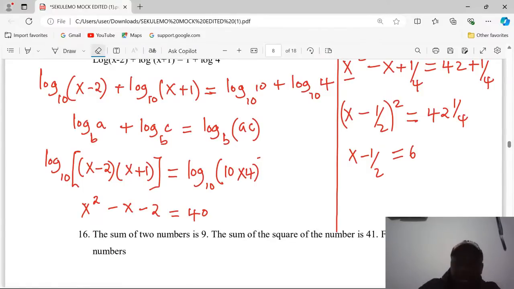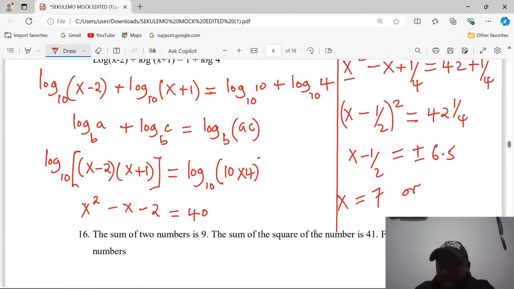So the square root is either plus or minus 6.5. To get x now, we take 6.5 plus a half, giving us 7, or negative 6.5 plus a half, which becomes exactly negative 6. So it's either 7 or negative 6. Those are the values of x.